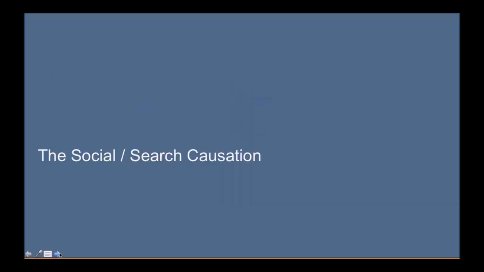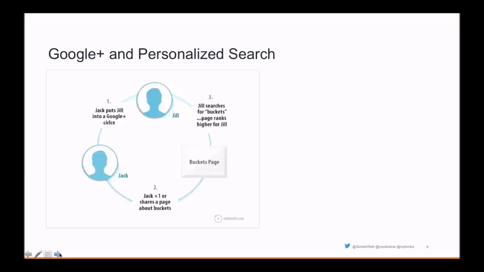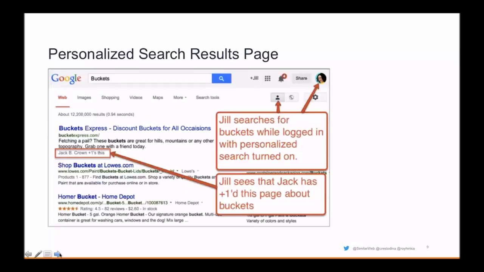So I want to show you that there is a specific causation, and that is in Google Plus for visitors who are logged in. It's the personalized search results. If Jack puts Jill into a Google Plus circle, and then Jill searches for a page about buckets, and Jack has +1'd a page about buckets, that page will rank higher in search. Because Jack +1'd the page, and because Jill put Jack into a circle, that page will rank higher for Jill when she is logged in.